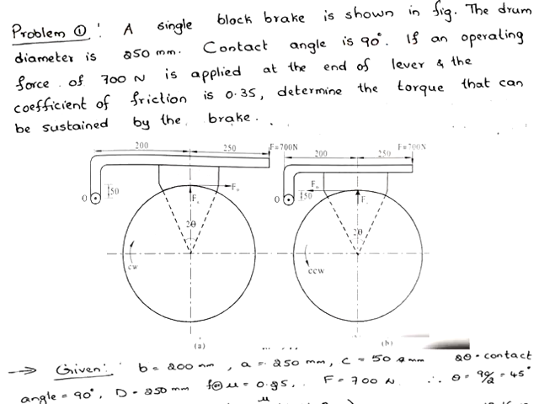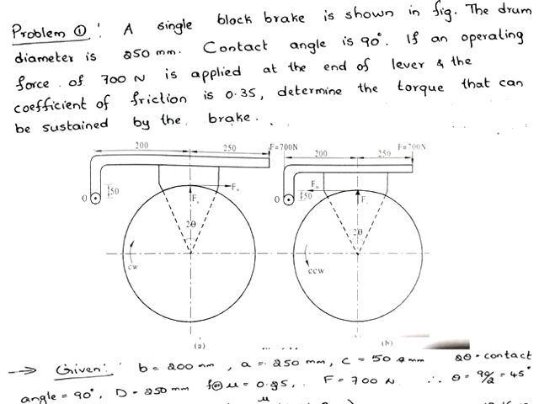Moving on to first problem. A single block brake is shown in figure. The drum diameter is 250 mm, contact angle is 90 degree. If an operating force of 700 Newton is applied at the end of lever and coefficient of friction is 0.35, determine the torque value that can be sustained by the brake. This diagram is given in question.